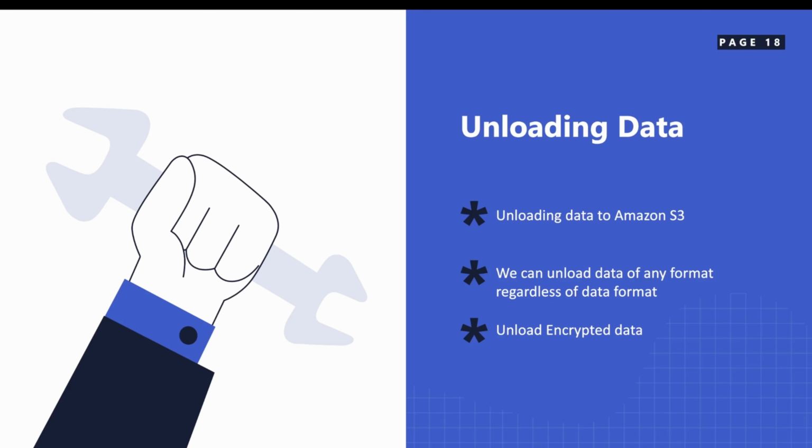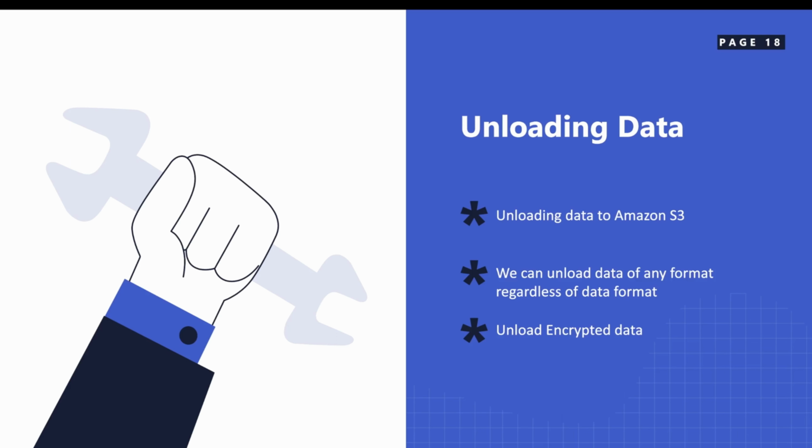Now we will see what unloading data is. Unloading data means we are trying to transfer the data from the data warehouse to the data lake. This is the opposite of loading. In unloading data to Amazon S3, we can unload data of any format, regardless of data format.